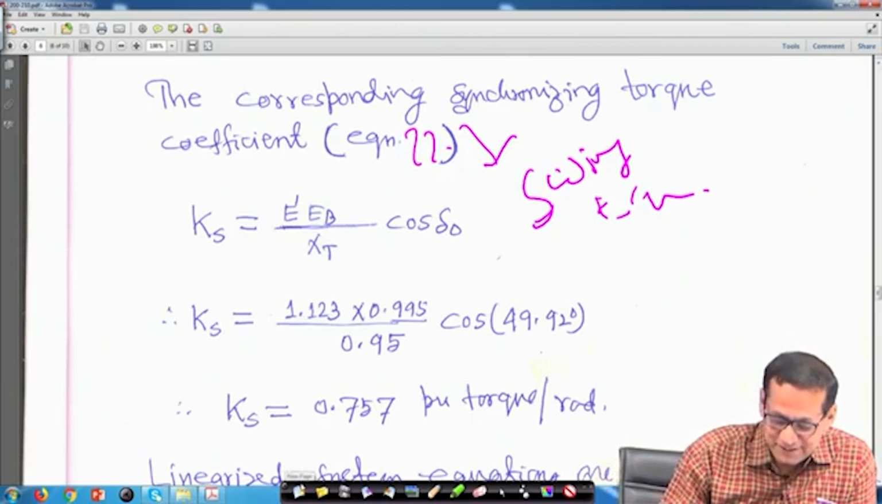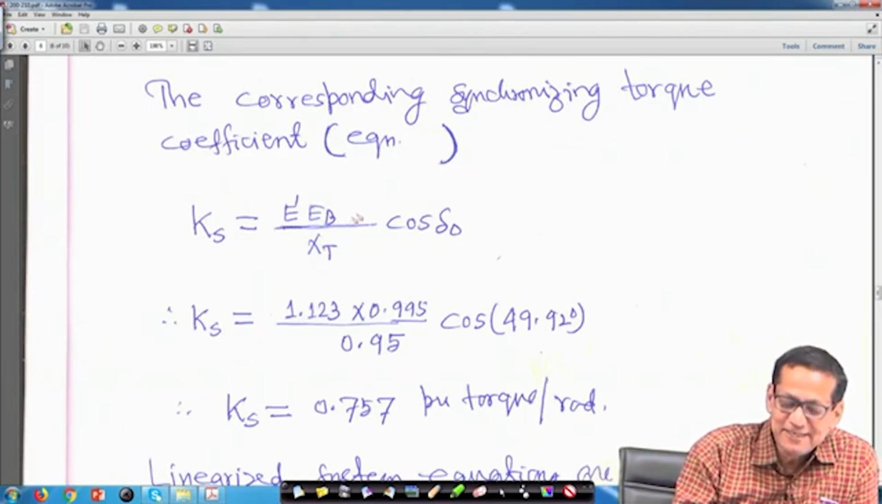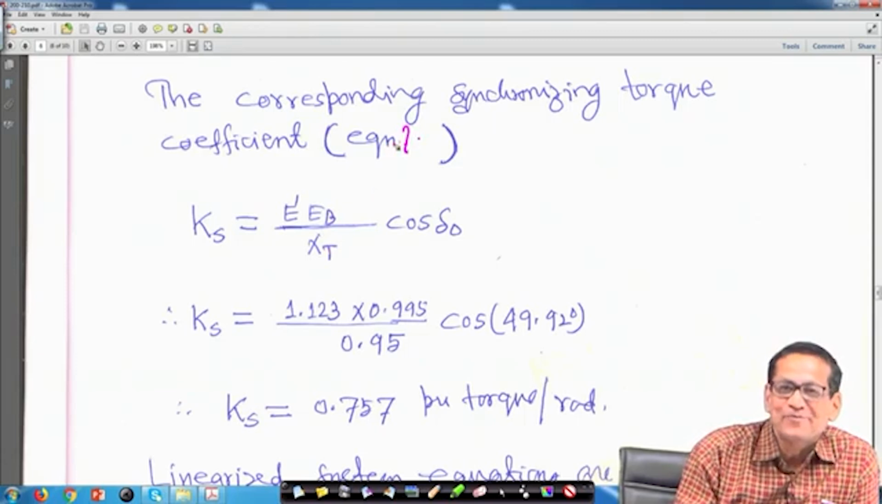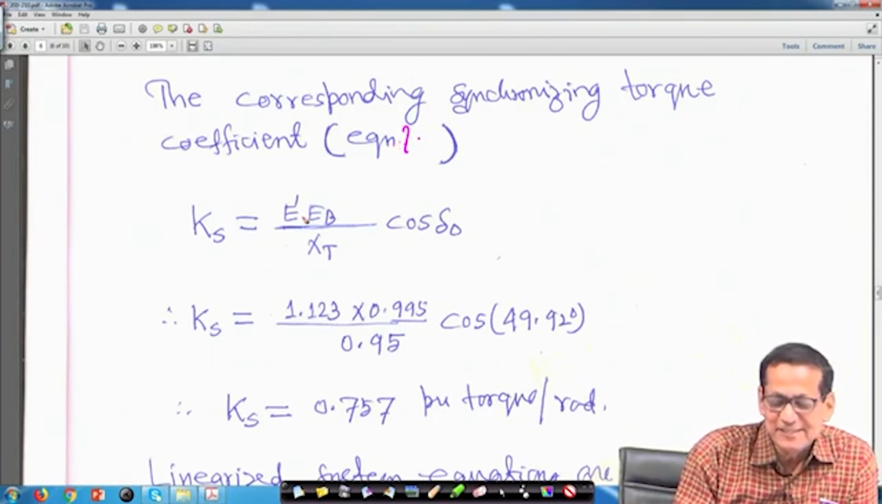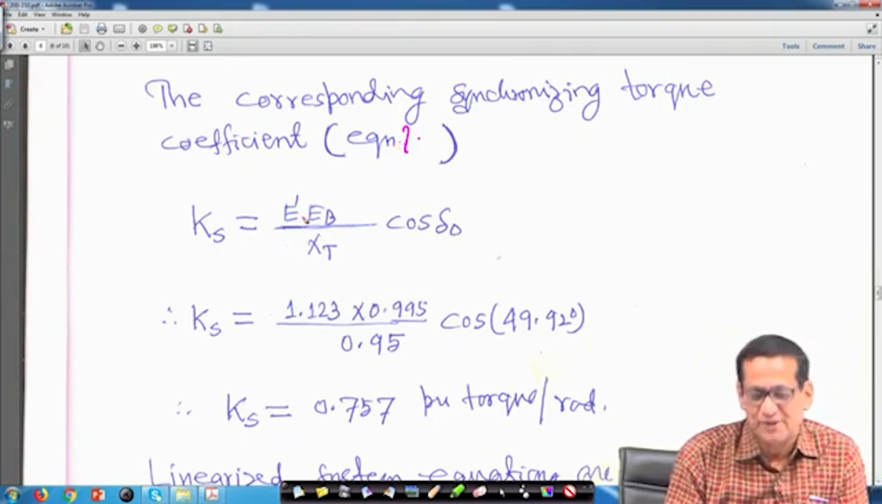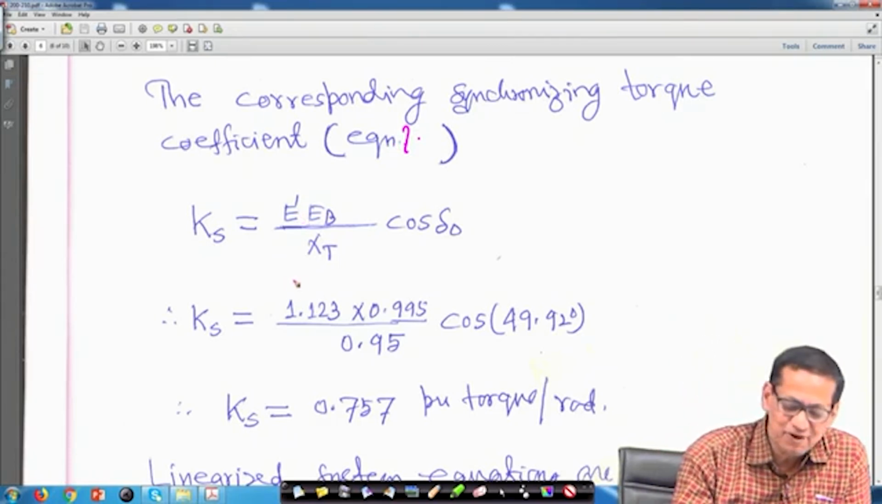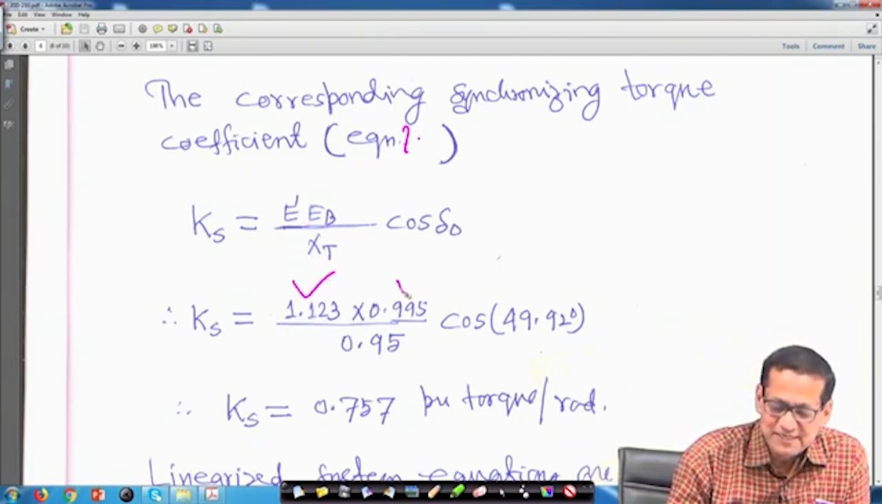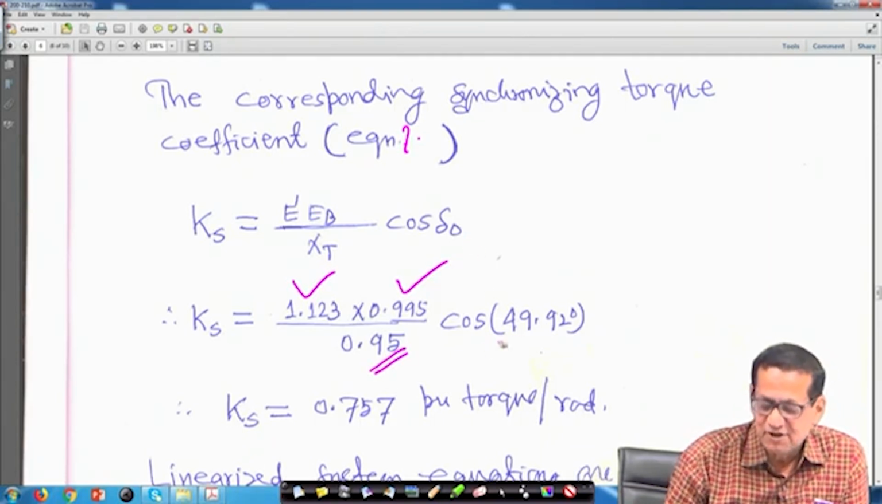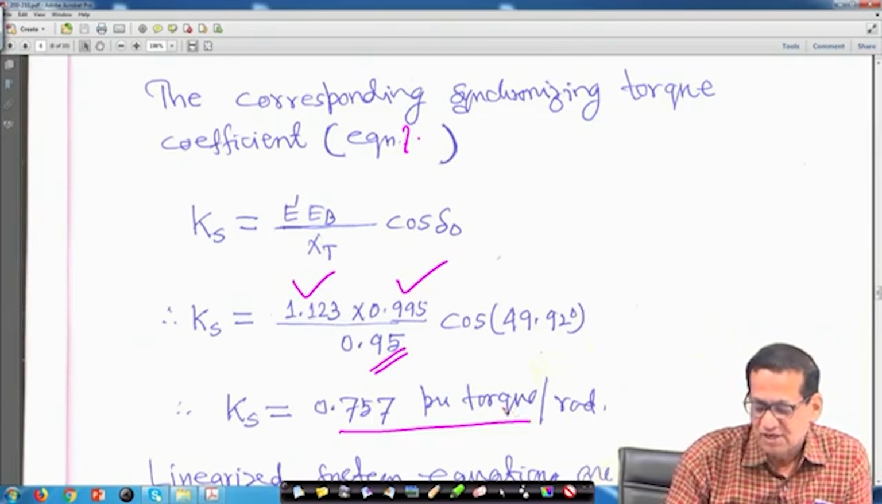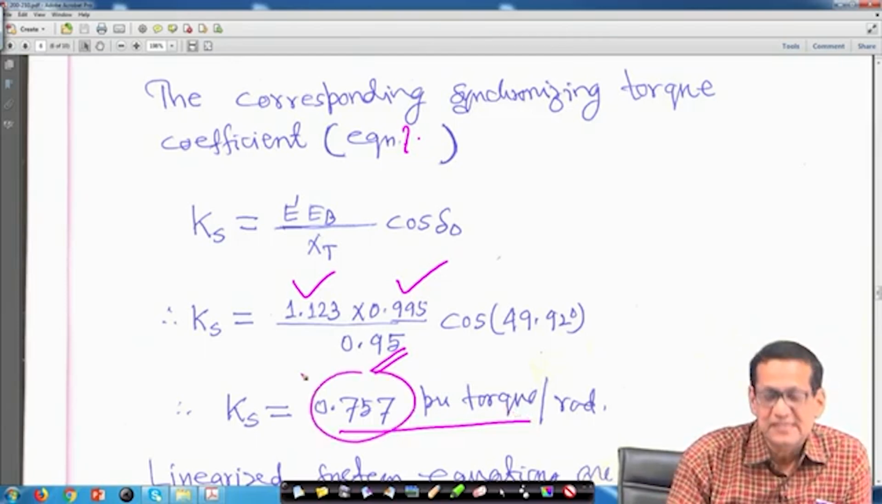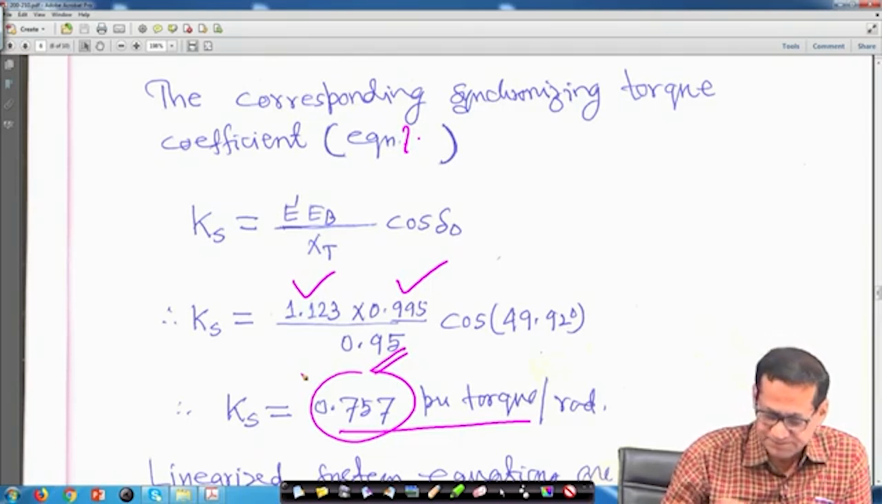So, the question is about this E dash E b. I forgot to write the equation number, but you know that K s is equal to E dash E b upon x t cos delta 0. So, E dash we got 1.123, E b is 0.995 and x t is 0.95, and delta 0 we got 49.92 degree. That means K s is 0.757 per unit torque per radian. This is a dimensionless quantity, right.